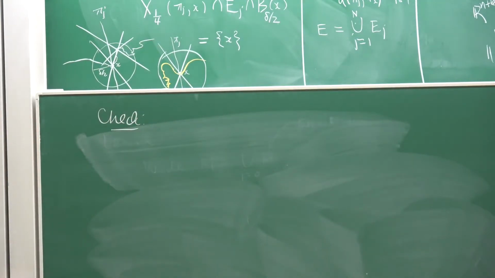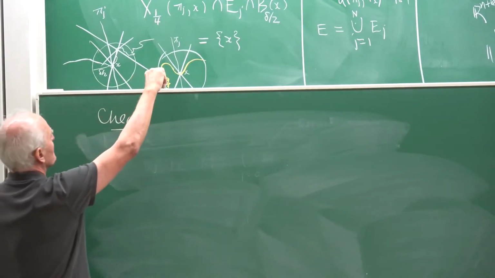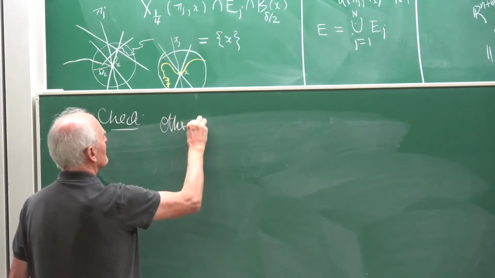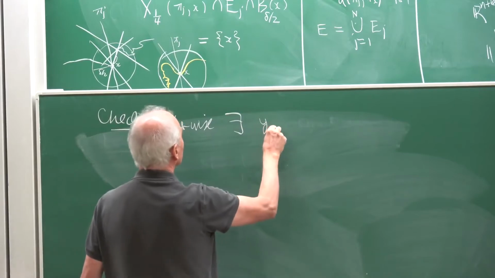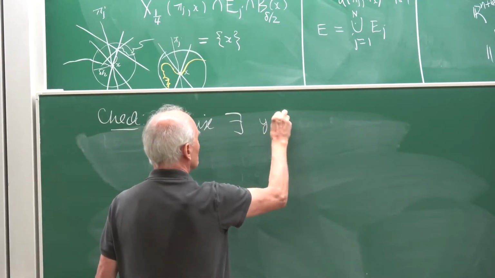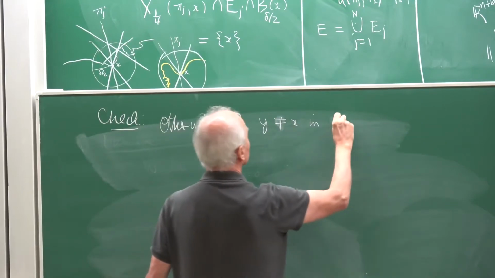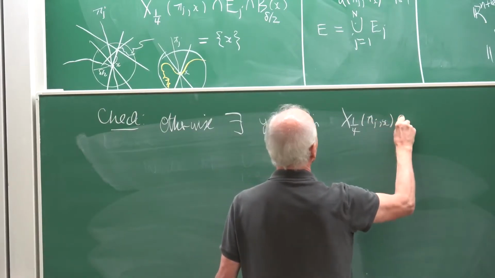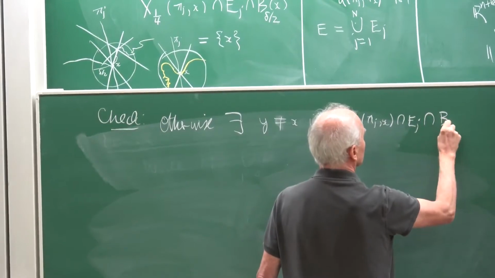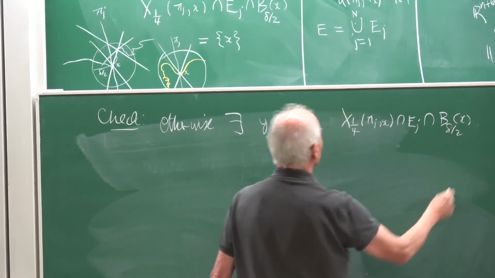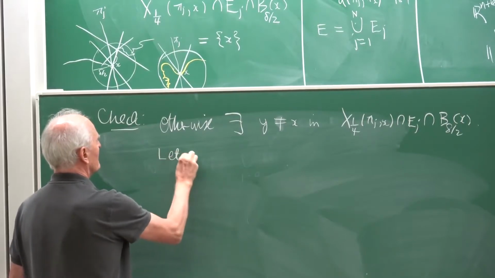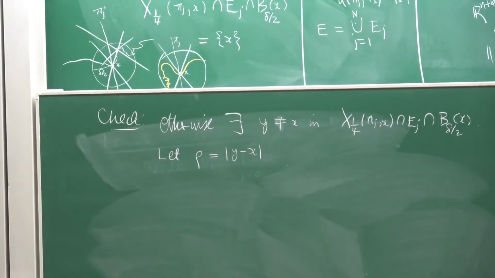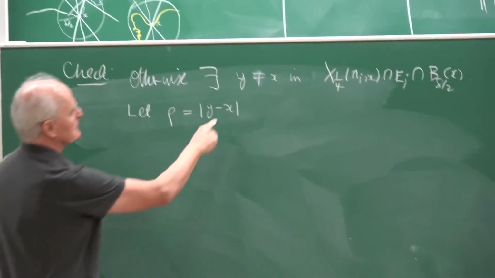Otherwise, there would be a point y not equal to x, which does get up into this cone. So otherwise, there exists a y in this set, y not equal to x, in this set, x plus the cone of pi j x, intersect Ej intersect the ball of radius delta over 2 at x. And let's let rho equal the distance. Notice that is a positive number because y is not equal to x. And it's a number that's less than delta over 2, furthermore.